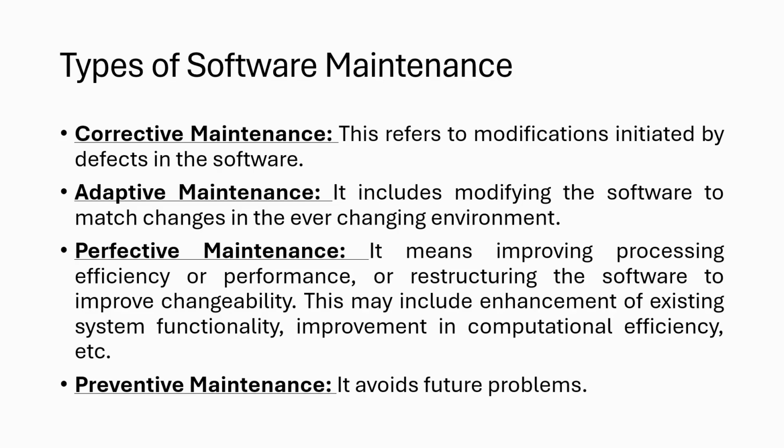So next is preventive maintenance. It avoids future problems. It focuses on the long term health of the software. The goal is to prevent potential future problems before they occur. For instance, cleaning up old unused code, or upgrading libraries to prevent compatibility issues in the future. That's all called preventive maintenance. It's like regular health checkups for your software.